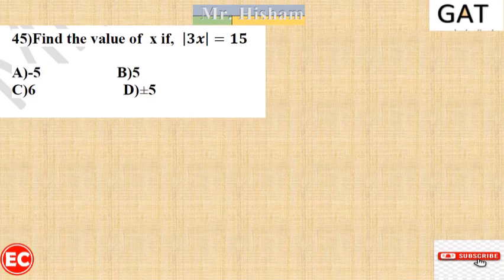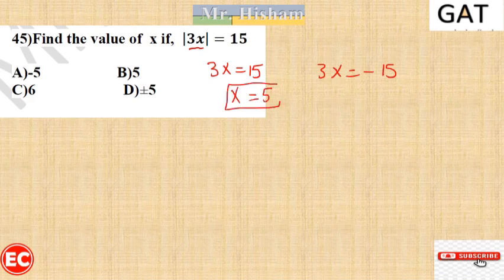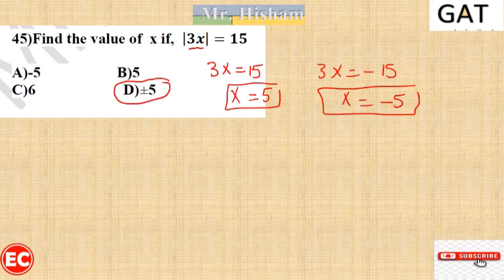Value of x if the absolute value of 3x is equal to 15. We know that what is inside the absolute value could be positive, could be negative. So 3x could be equal to 15 or 3x could equal negative 15. On the left hand side, x is equal to 5 after dividing by 3, and on the right hand side, x is equal to negative 5 after I divide by 3. So the answer should be positive and negative 5.